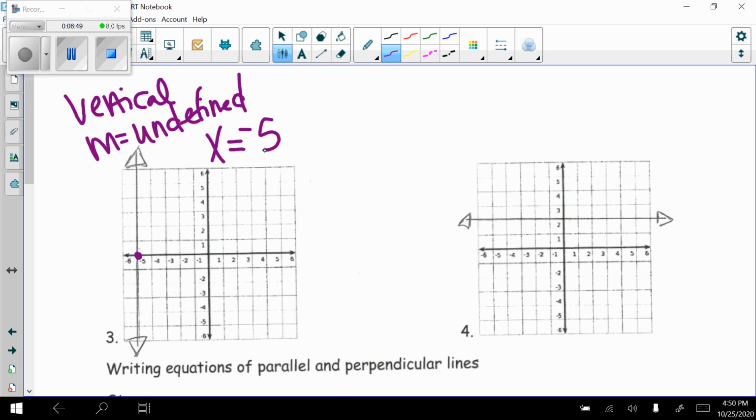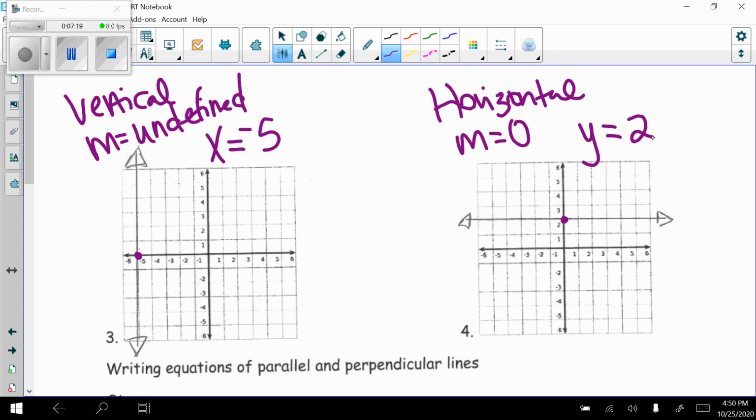Look at number 4. What kind of a line do I have? I have a horizontal line. Again, we have memorized the slope for a horizontal line. It is 0. Horizontal line only goes through the y-axis. That means there's no x in my equation. So my equation simply says y equals, what's this y value, what's crossing? +2. Again, we have memorized those two.